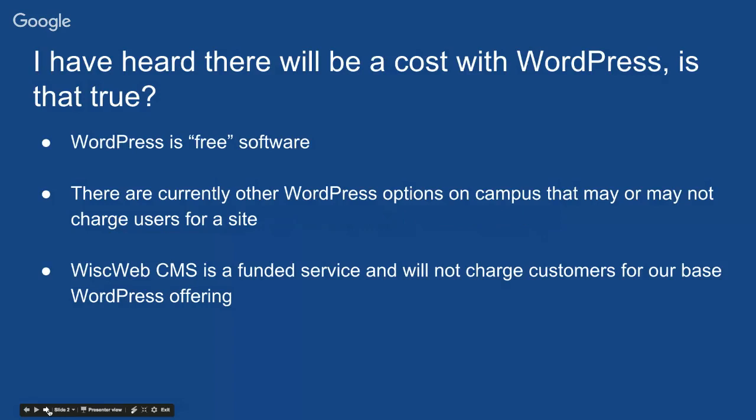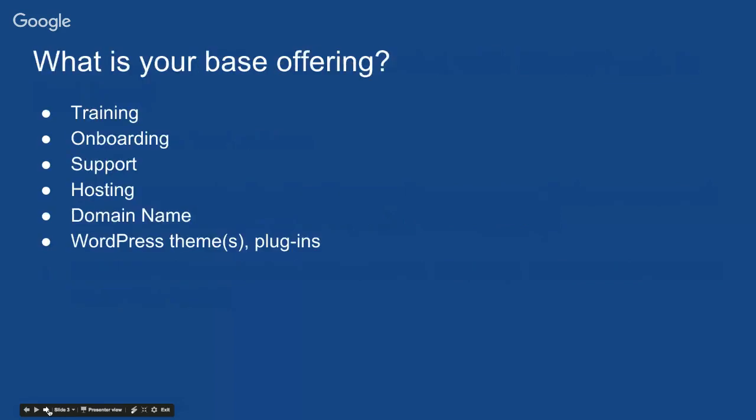With any software, WordPress is free software. You see I have it in quotes there because while WordPress is free, you still need hardware to install it on. You need people to upgrade it and support it. So while it is free software, it is not a free service. With that said, there are currently other WordPress options on campus that may or may not charge. That's part of what hopefully we'll be doing in the near future, understanding what else is on campus, what that looks like. But as a funded service, WiscWeb CMS will not charge customers for what we'll consider a base WordPress offering.